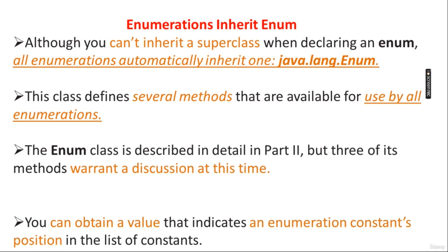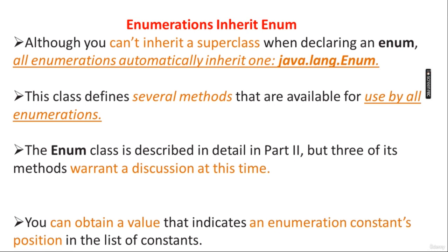Now, enumeration inherits Enum. Although you are not inheriting any class, by default it is inheriting one basic class, that is the java.lang.Enum class, which is automatically inherited, so you don't have to do anything for that. This class defines several methods that are available for use by all enumerations. The Enum class is described in detail in the next sessions, but three of its methods warrant a discussion at this time. Okay, there are many more methods, but three methods we are discussing over here.